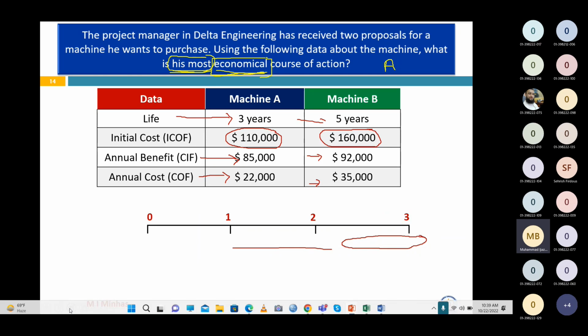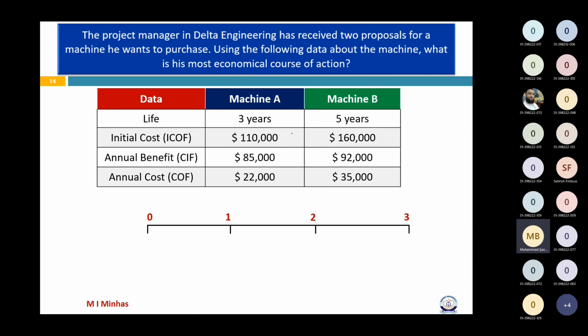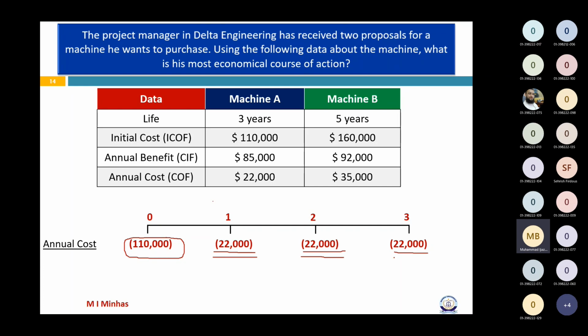Let's try to understand the situation using the timeline that we have been using since we started the time value of money concept. So let's say in the case of machine A, the initial investment that is required here is 110,000 dollars, and then the annual cost. When I say annual cost, it means cash is going out of my pocket. That means this is cash outflow. So every year I have to spend 22,000 more apart from my initial investment.